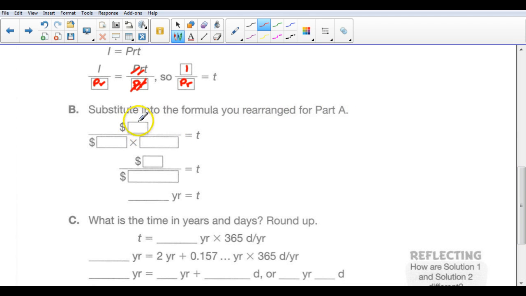So we have the interest earned, or the interest that he needs, is $325. The principal is $9,475, and the interest rate is 0.0159. So we end up with 325 divided by 150.6525, and we get an answer of 2.157 years again. So there's two ways you can do it.